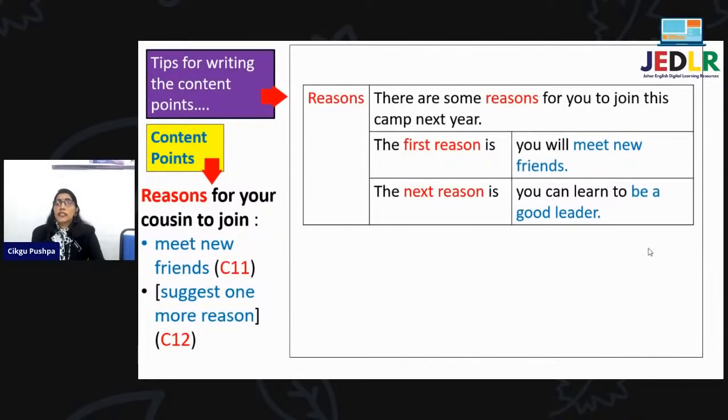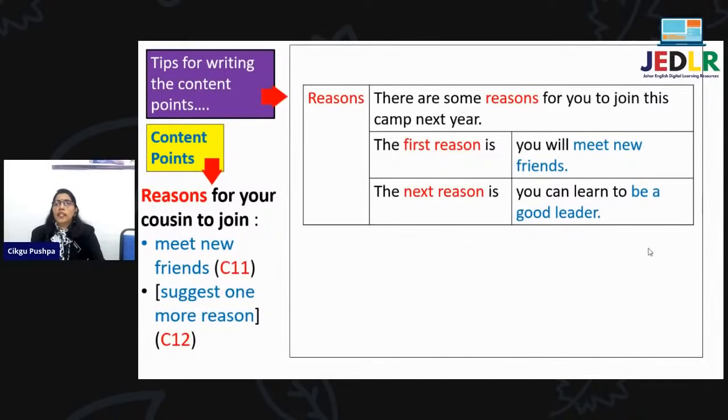Well, again, tips. So here, the subtopic is reasons, all right? So try to bring in this word in order to construct the general sentence, or could be the topic sentence as well. So there are some reasons for you to join this camp next year. And of course, after that, you are going to write the content points. Now you can see the examples here. We are actually using the language frame, but we are changing according to the subtopic, right? The first reason is you will meet new friends. The next reason is you can learn to be a good leader.